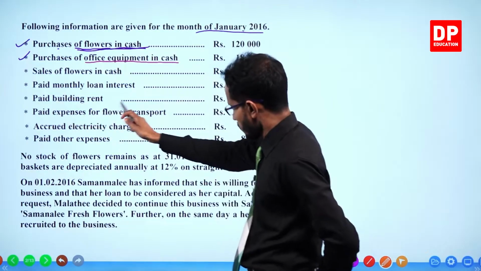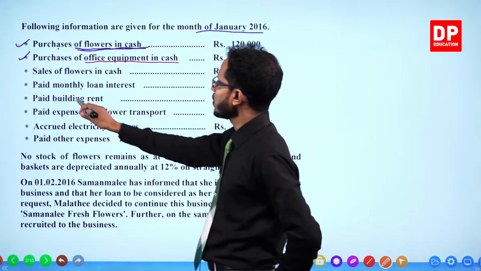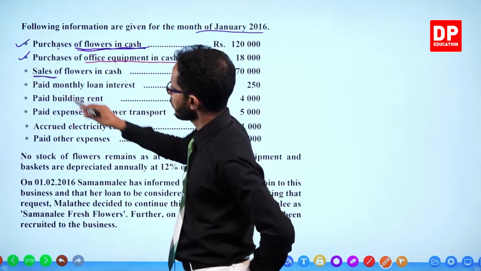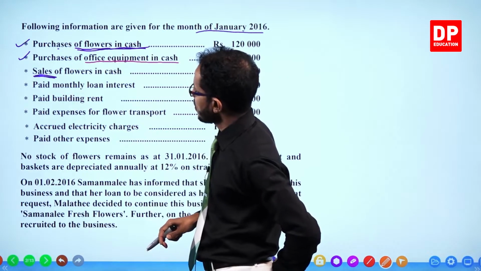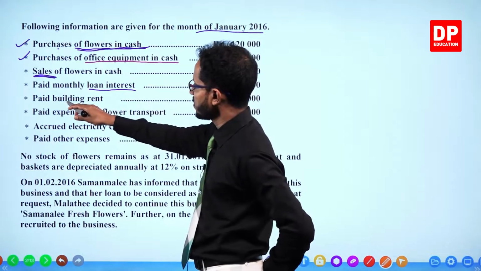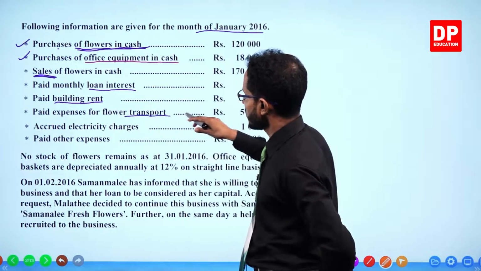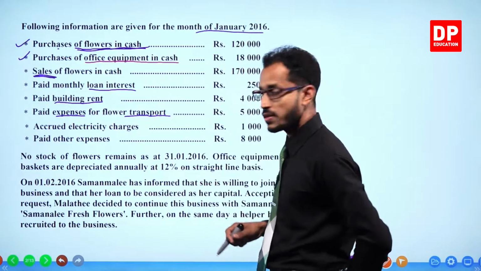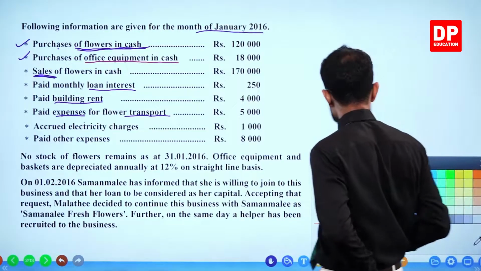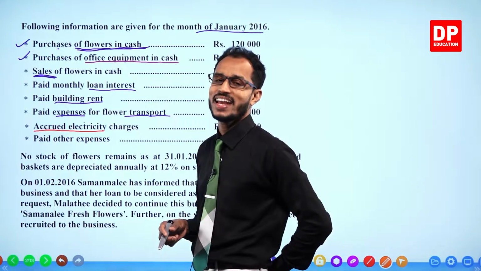Oh, flower transportation cost is paid. Sales here. Monthly rent is paid. Loan interest is paid. Rent is paid. Then transportation expenses paid. Yeah. Accrued electricity, that is a different thing. Accrued electricity, that is a different thing. Not paid.